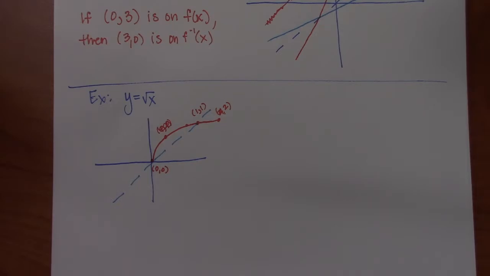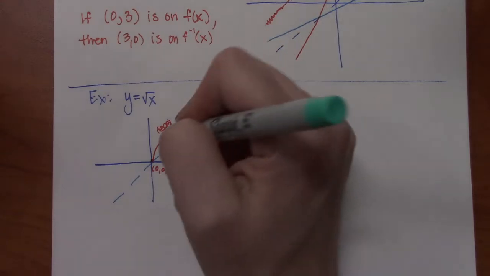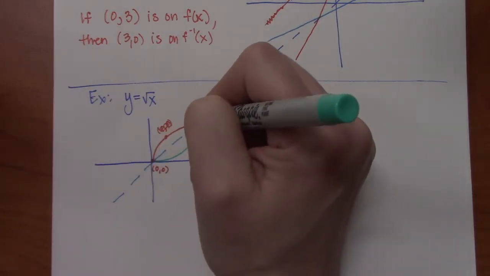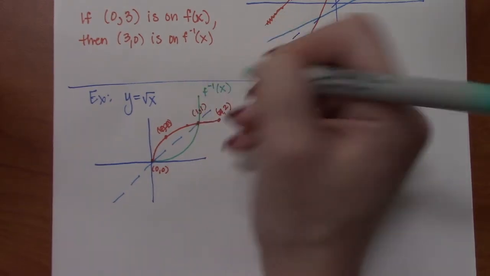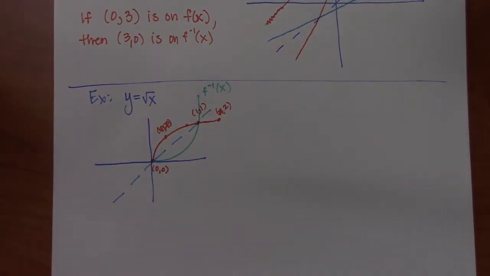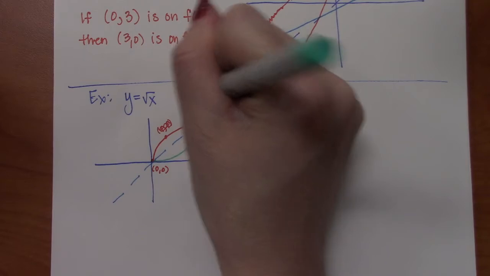So if I were to plot these graphs and swap it, the inverse function would look like this. See how it mirrors the dotted line? That's what you do. You reflect it over the dotted line. So 0, 0 would come back on itself. 1, 1 would land back on itself. But then up here, this would be point 2, 4.